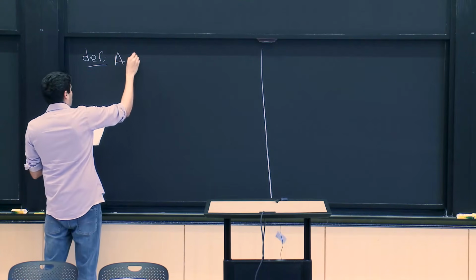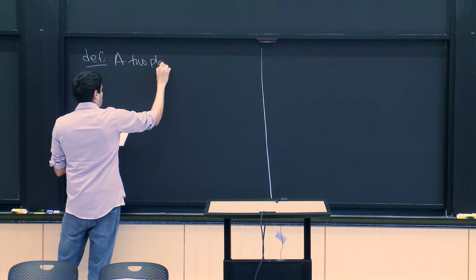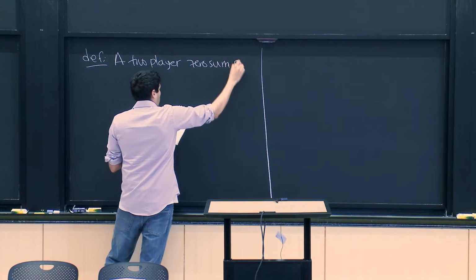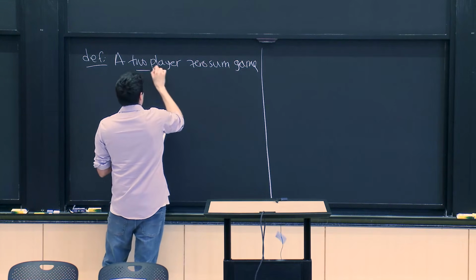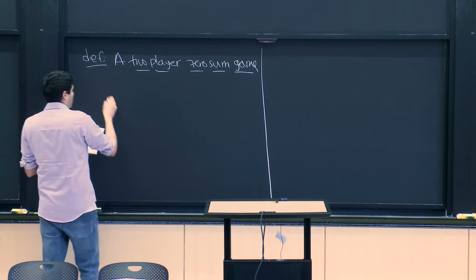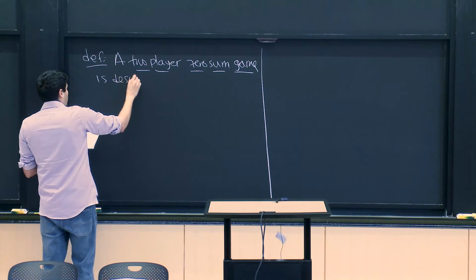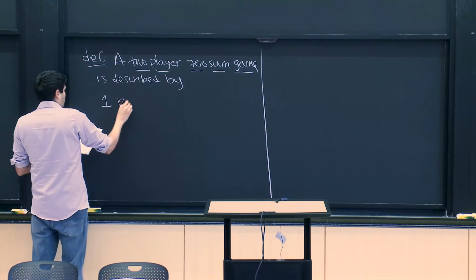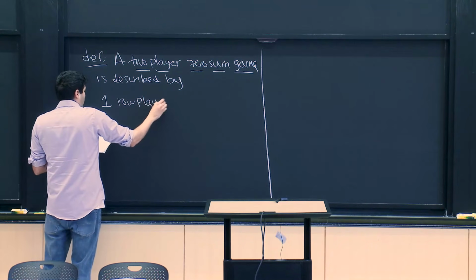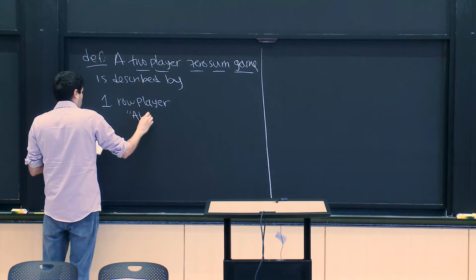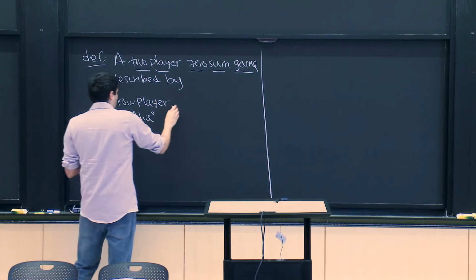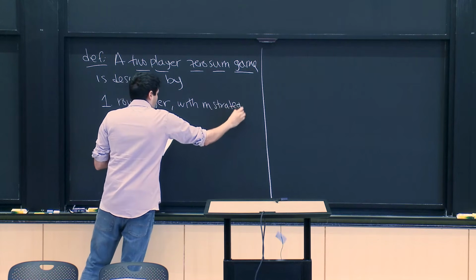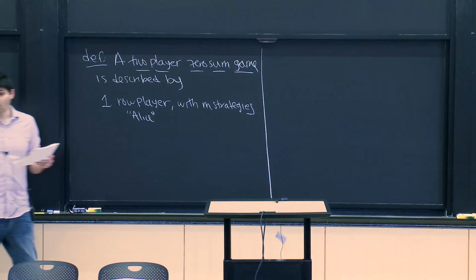Specifically, we'll be interested in what's called a two-player zero-sum game. And a two-player zero-sum game has a few components. It's described by the following things. First of all, there's a row player. A lot of times we'll call this player Alice. And Alice has m different strategies. These are the moves that she's allowed to make in the game we're playing.